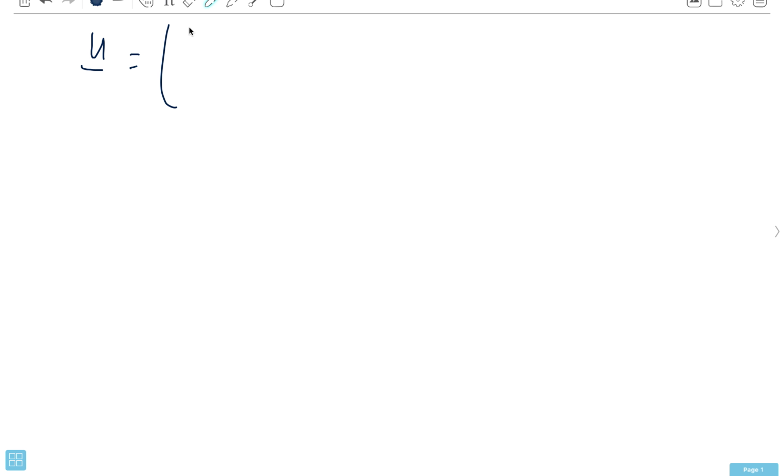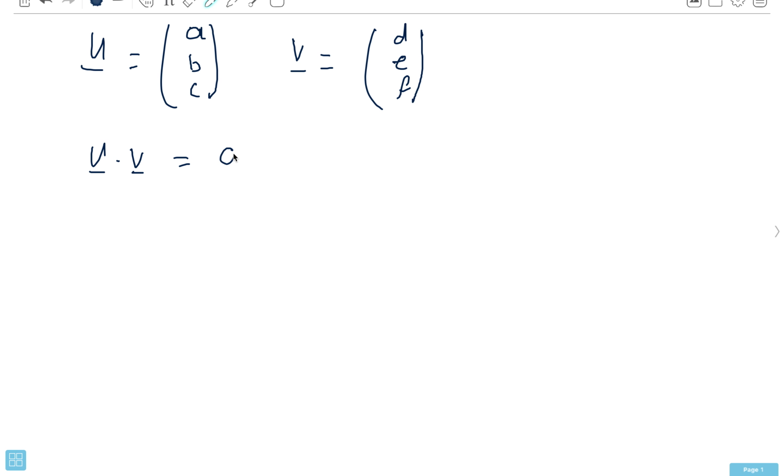So if u is a vector with i, j and k components a, b, c, and v is d, e, f, then we're going to prove that u dot v is a times d, plus b times e, plus c times f.